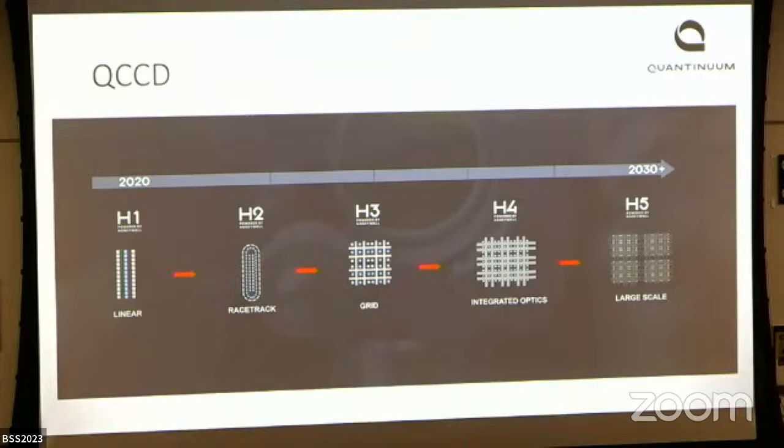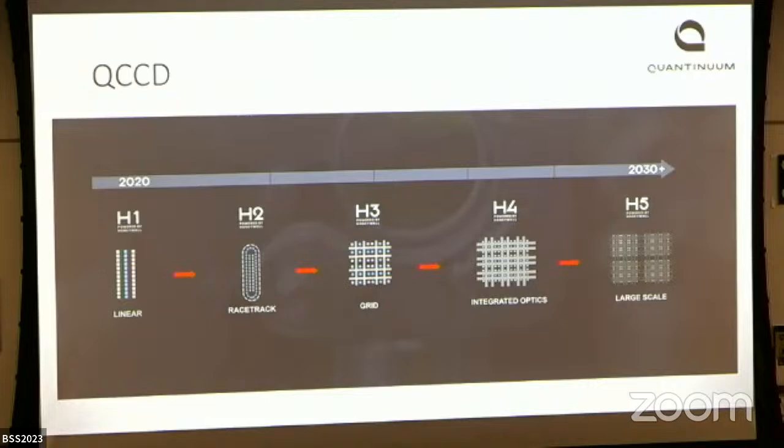I'm remiss, I don't think I have a junction picture, maybe later, but we know how to move ions through little junctions like this, where we have 2 lines that are meeting. So we're not restricted to making lines and circles. We can make a grid. And now you can move your qubits around in this sort of grid, like cars in a city.